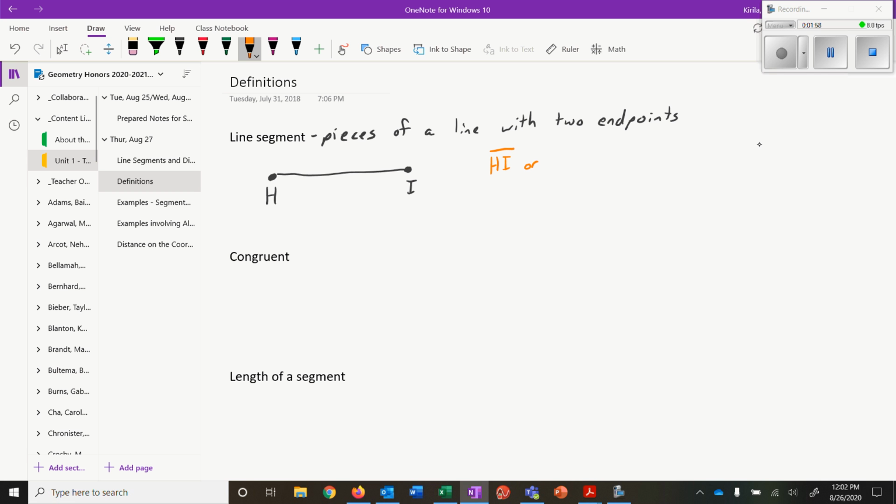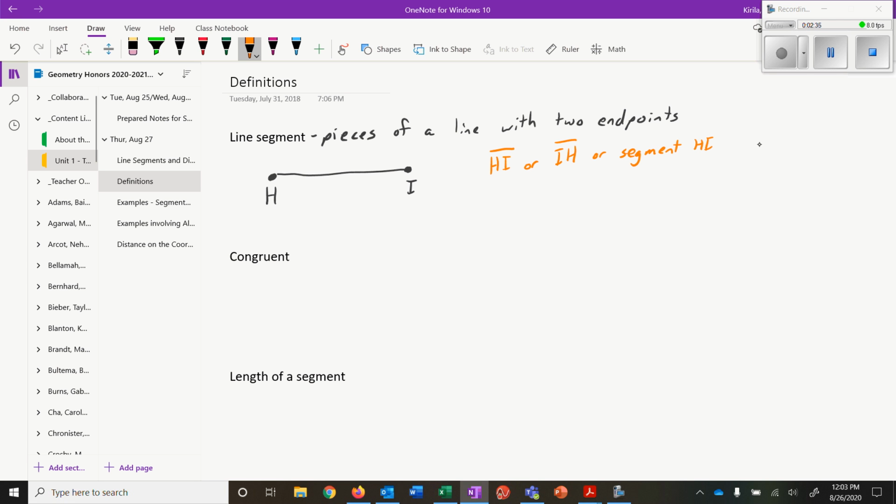The order does not matter, so I could also have called this segment HI. Alternatively, I can write out the word segment. So I could say segment HI. That is not a very common way of doing this. Almost always we're going to use one of these first two ways. One thing I want to note here, if you are using the endpoints and you don't want to write the word segment, you must put the symbol on top. If you do not put that symbol on top, it doesn't mean the same thing.